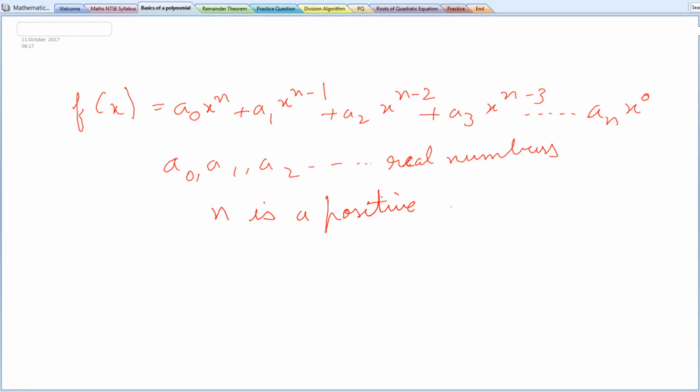Okay, so what this means is that n has to be greater than 0. That is the only way it can be positive, and n cannot be a fraction or a square root or something like that. It has to be a positive integer. These are the two conditions for any f(x) given in this form to be a polynomial. Is it clear?